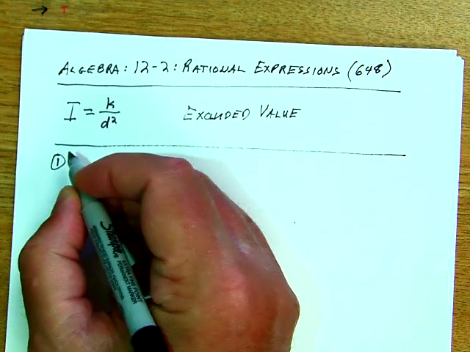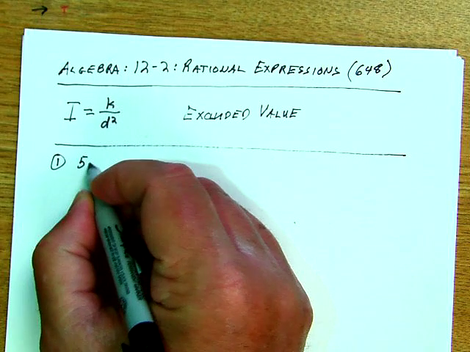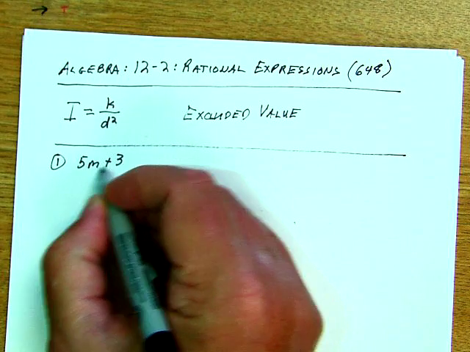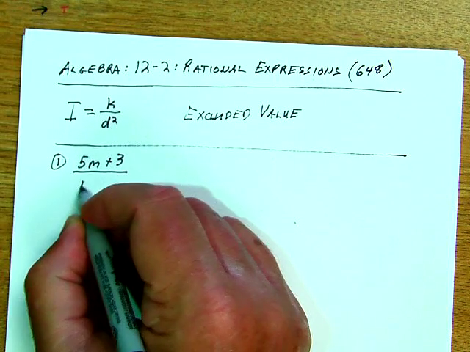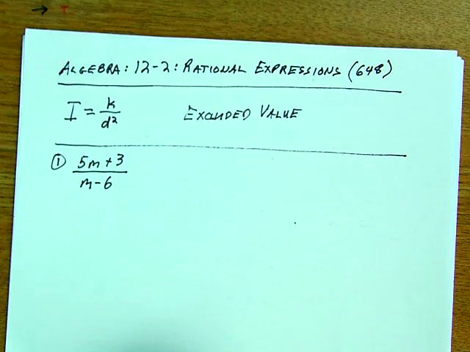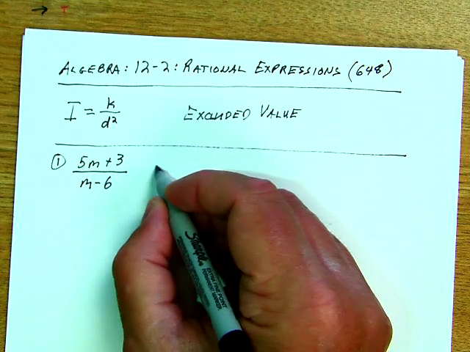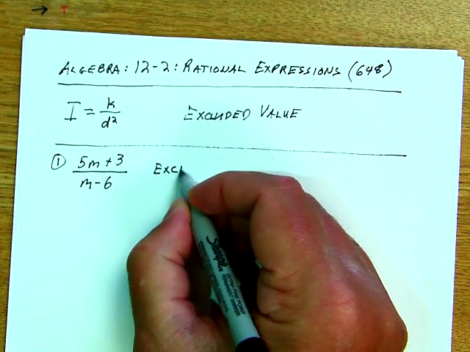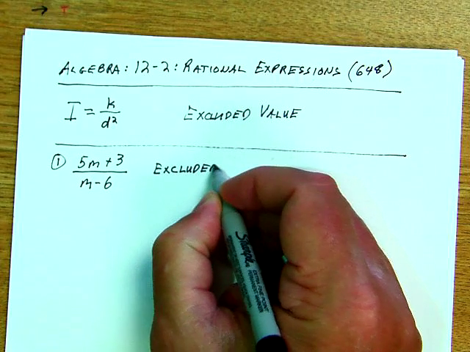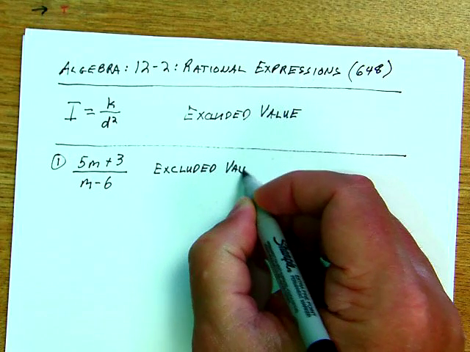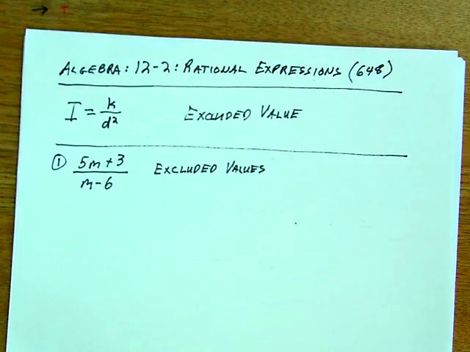Let's take example 1 in your book. What if I had 5m plus 3, a polynomial, divided by m minus 6? And in this problem, they're asking you, just tell me what are the excluded values for this rational expression.